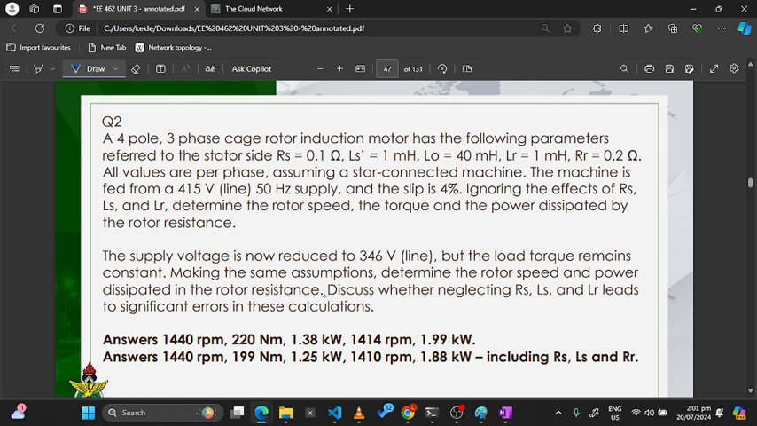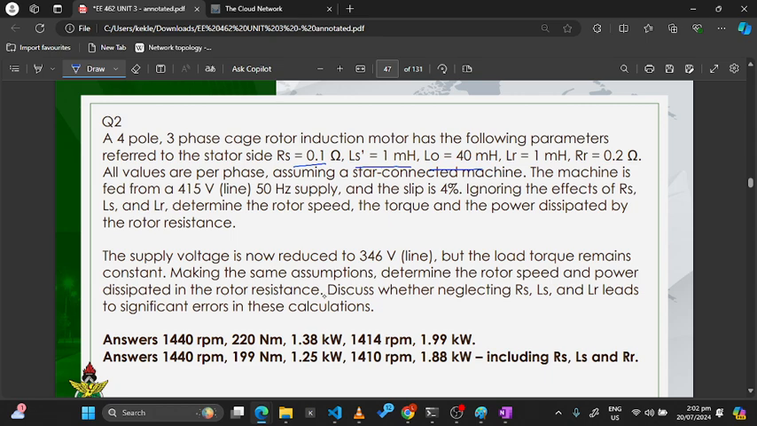Question 2. A 4-pole 3-phase cage rotor induction motor has the following parameters referred to the stator side. So you have RS, you have LS, you have LO, which is the magnetizing branch inductance. You have LR, and you have the rotor resistance. All the values are per phase values. Assuming a star connected machine, the machine is fed from a 415 volts line, so that's the line voltage, at 50 hertz.